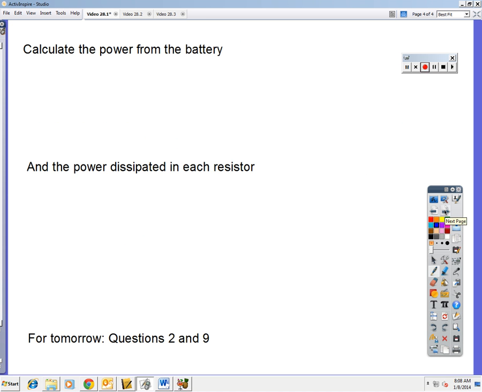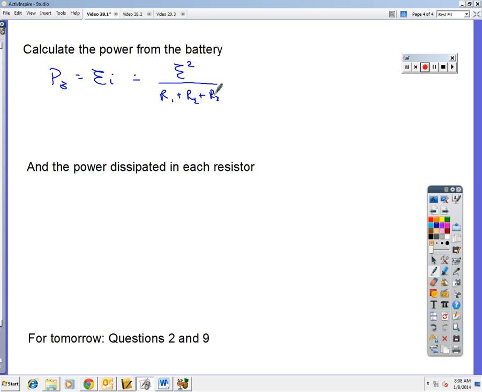Well, we're not done yet though. We want to calculate the power from the battery. Now the power from the battery equals the EMF times the current. And so if we plug in the expression for current we get the square of the EMF divided by (R1 plus R2 plus R3).